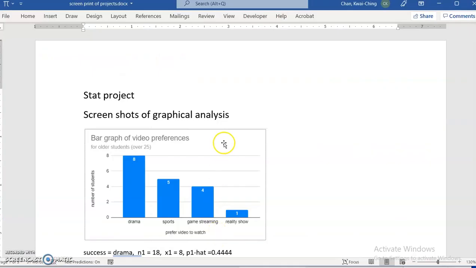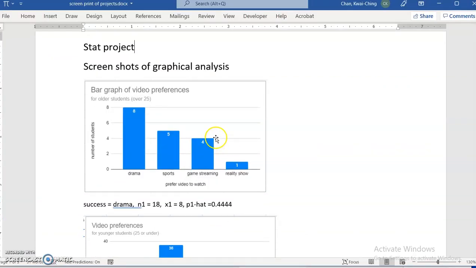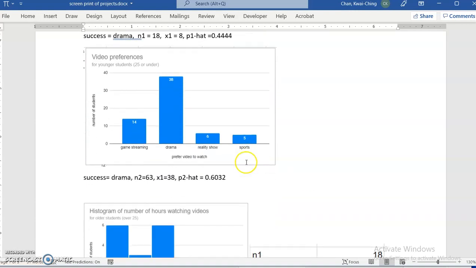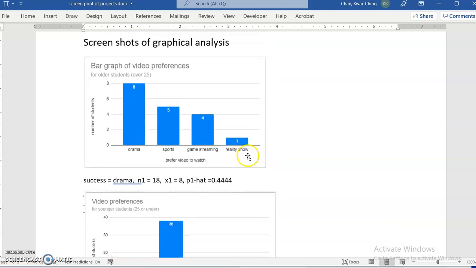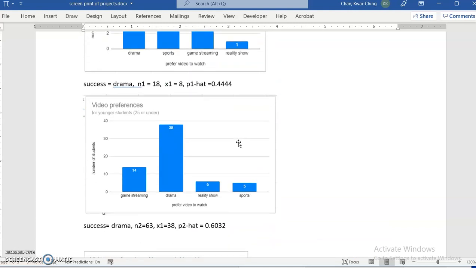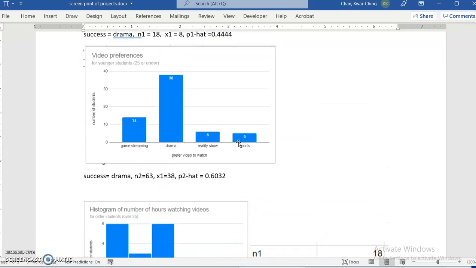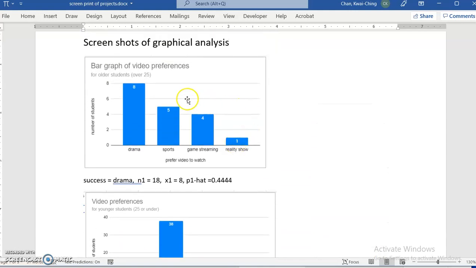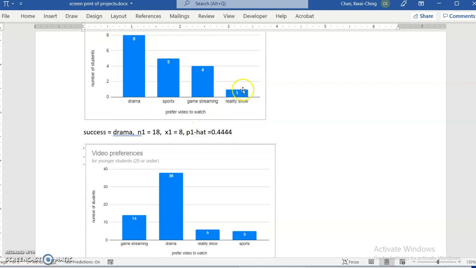So the graphs that I did are all saved as screenshots in a Word document. You can save them as an image or in a Google document if you want to. I have a screenshot of the bar graph for population 1's distribution of video preferences, the categorical data, and I also summarized them numerically.